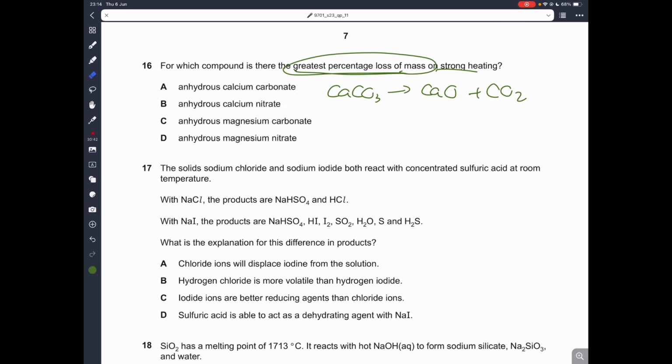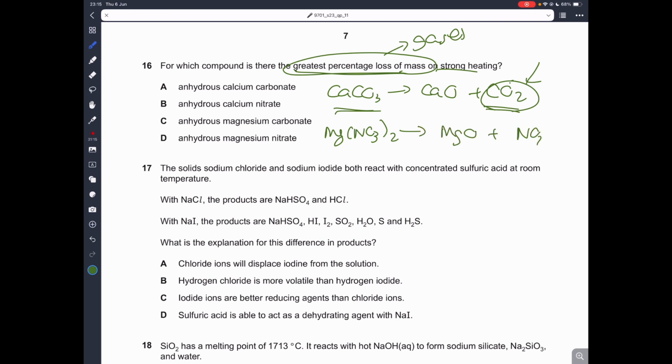Why? Because when carbonate decomposes, it only produces carbon dioxide. Now, the loss of mass will always be gases, right? When nitrates and carbonates decompose, they always release gases. With carbonate, only one gas is released. But if nitrates are decomposed, for example magnesium nitrate, it is going to form magnesium oxide, but there will be two gases. So there will be a greater percentage of loss of mass, if you think about it. So A and C cannot be the correct answer anymore.